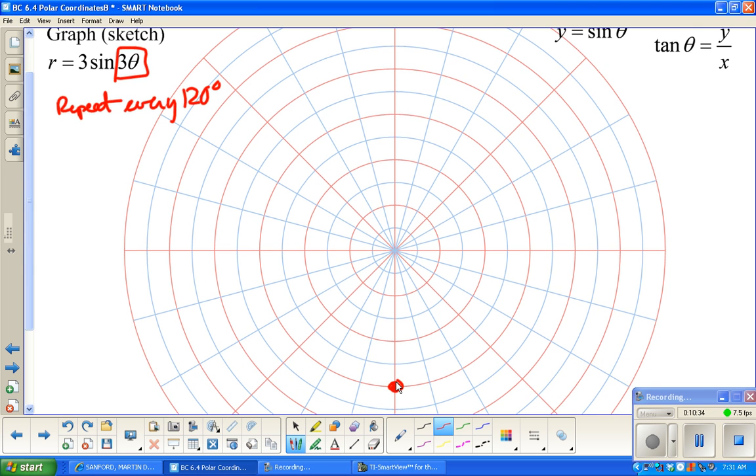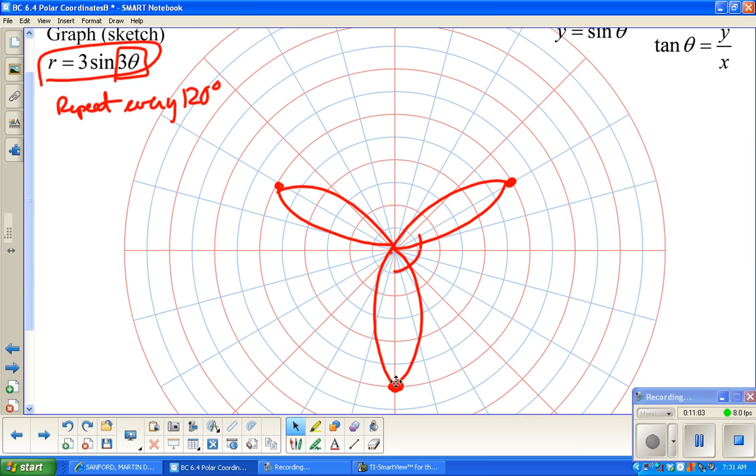So here's 3, and I'm just going to kind of sketch. I'm not going to spend my life doing this. Now 120 degrees, that would be 90 this way, and then another 30. Yep, that's right. So I should be on this line, and something like that, and then symmetrically over here, and that is what that looks like.